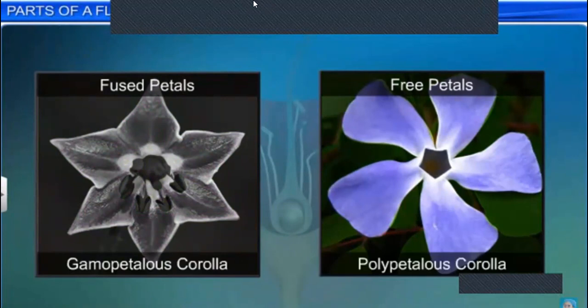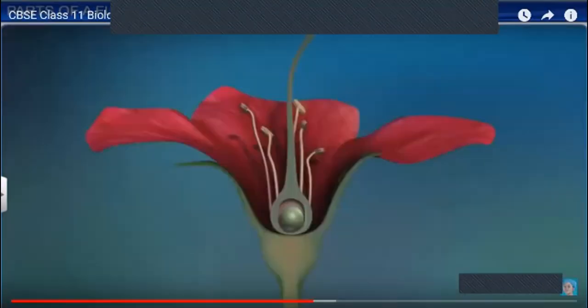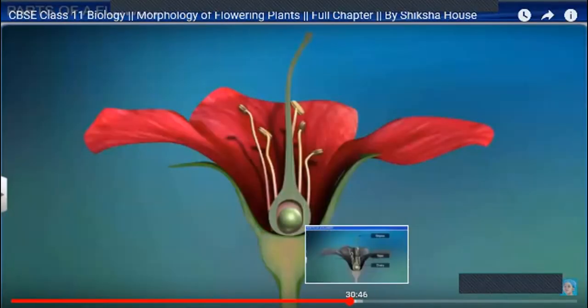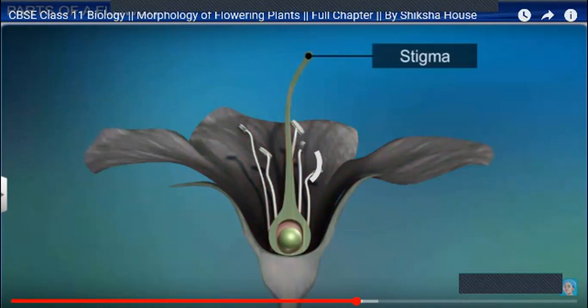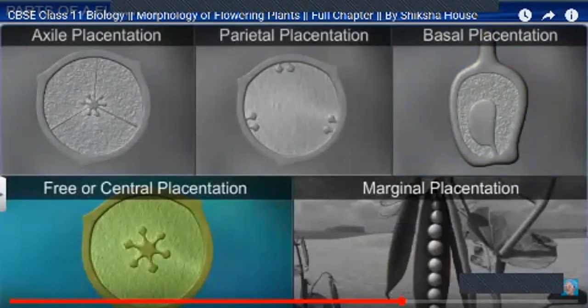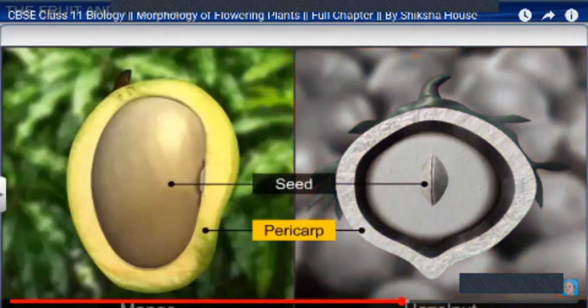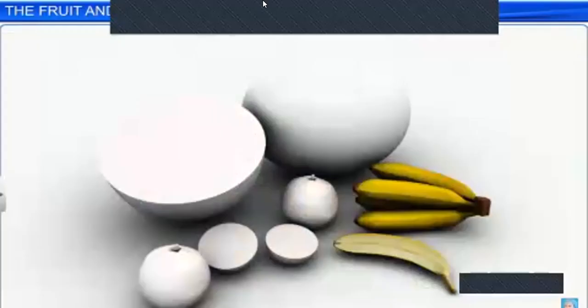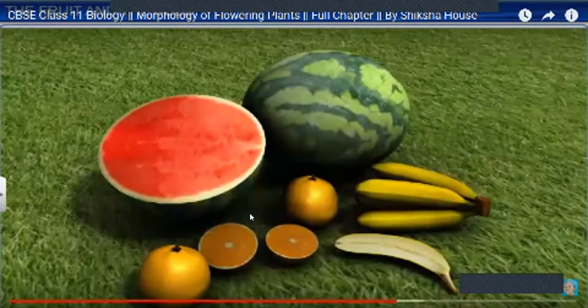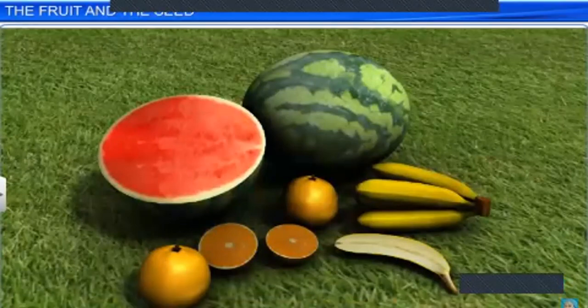The arrangement of the sepals and petals I am skipping. The innermost whorl is the gynoecium. We move ahead. Fruits can be fleshy or dry, as in hazel, watermelon, banana, and orange. Parthenocarpy can be a natural process or may be artificially induced.